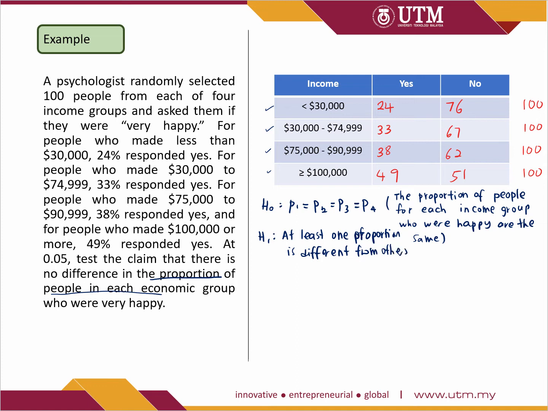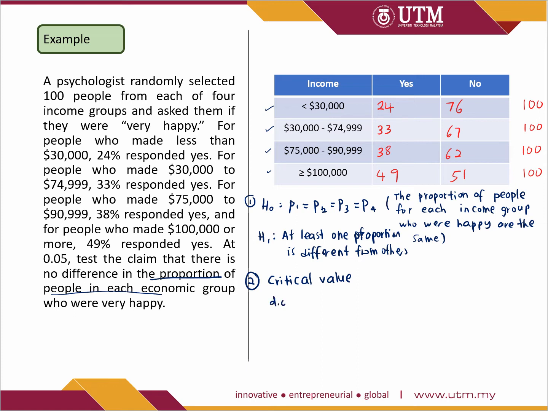Right, so I have listed the hypothesis. The next step is we can find the critical value. Remember that I mentioned earlier that the procedure of the homogeneity test is just the same as the chi-square test of independence. So we want to find the critical value, which means that we have to find the degree of freedom.